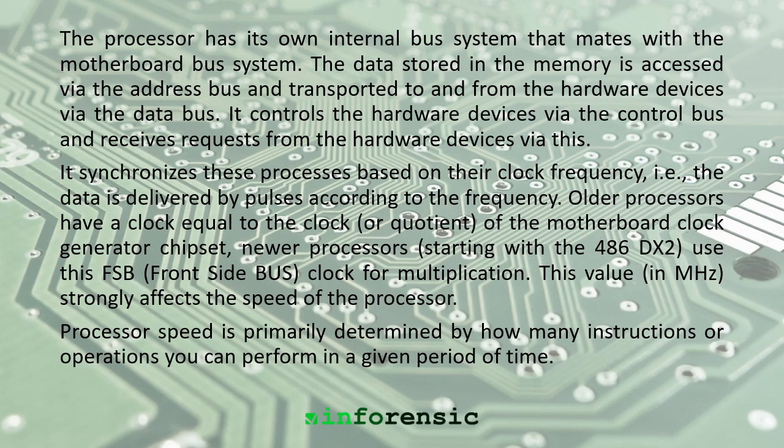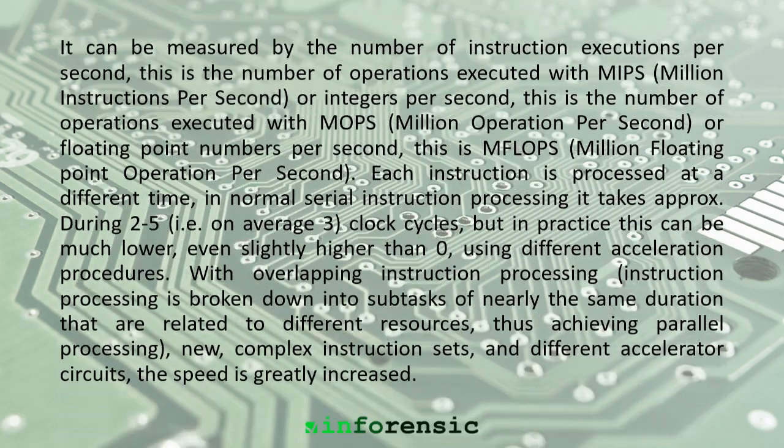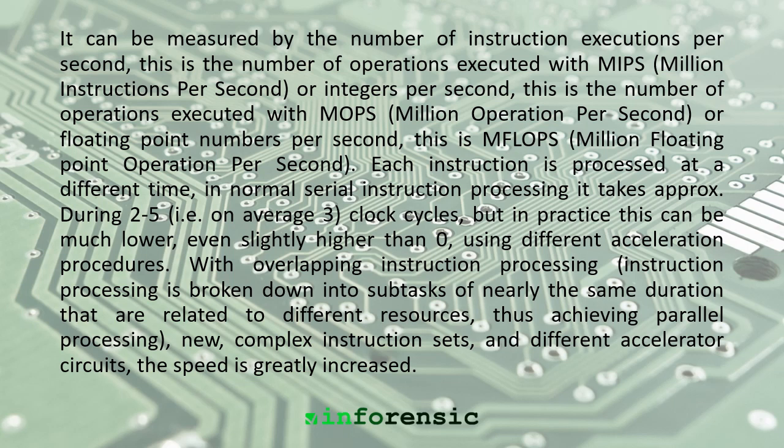Processor speed is primarily determined by how many instructions or operations it can perform in a given period of time. It can be measured by the number of instruction executions per second. This is the number of operations executed with MIPS, million instructions per second, or integers per second. This is the number of operations executed with MOPS, million operations per second, or floating point numbers per second. This is MFLOPS, million floating point operations per second.